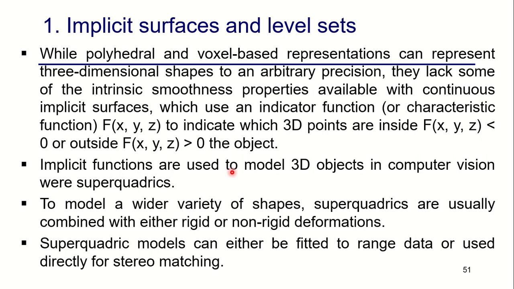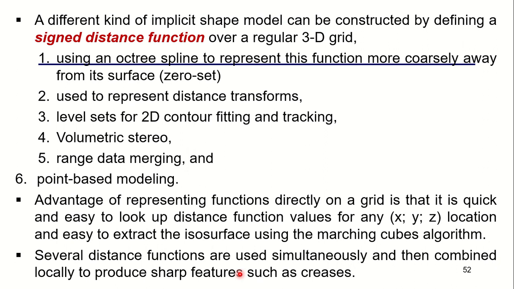Implicit functions are used to model 3D objects in computer vision, where superquadrics are used. To model a wider variety of shapes, superquadrics are usually combined with either rigid or non-rigid deformations. Superquadric models can either be fitted to range data or used directly for stereo matching. A different kind of implicit shape model can be constructed by defining a signed distance function over a regular 3D grid.